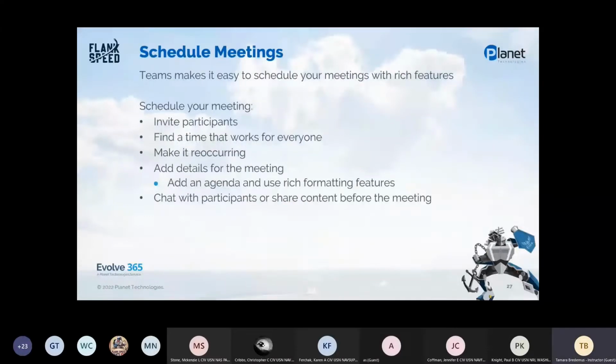So we can schedule a meeting. We can invite participants. We can use the scheduling assistant to find time that works best for all the people who we've invited. We can invite a channel. And we have a place to put details for the meeting. We have to create the meeting before we can add files, because there has to be something that exists before we can attach something to it.